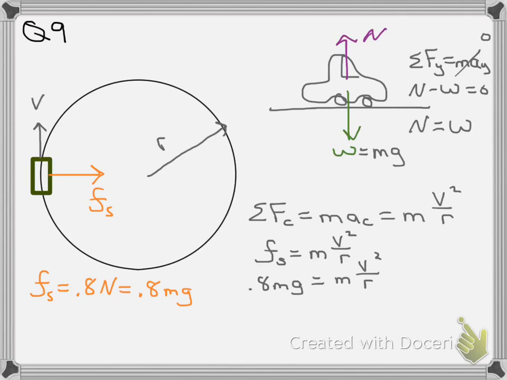Now if you look, you'll notice that there's mass on both sides of this equation. So if I divide through by mass, the mass basically cancels out. And I'm left with 0.8 times g equals speed squared over r, or speed squared equals r times 0.8 g.